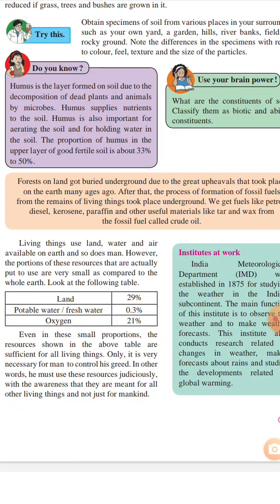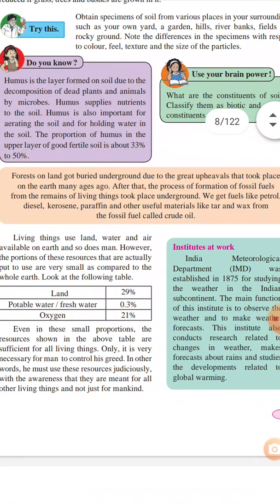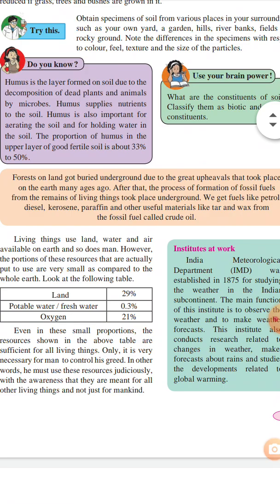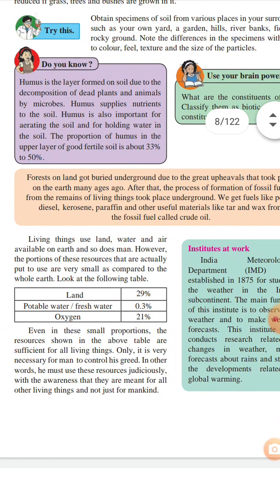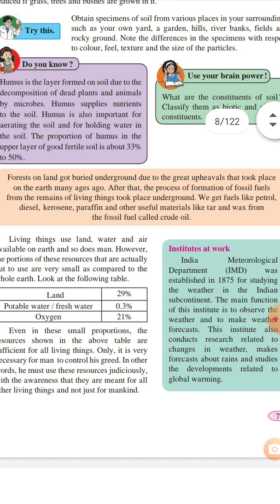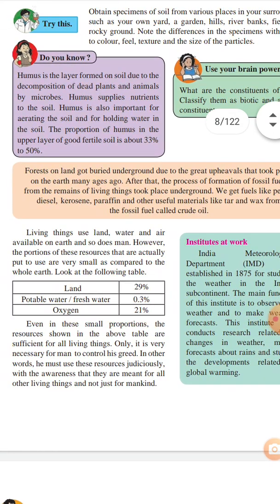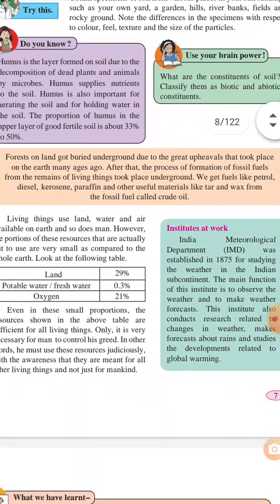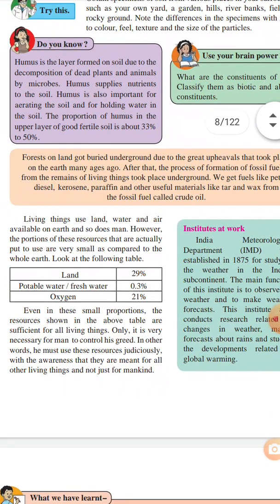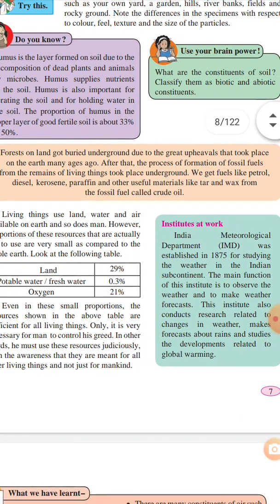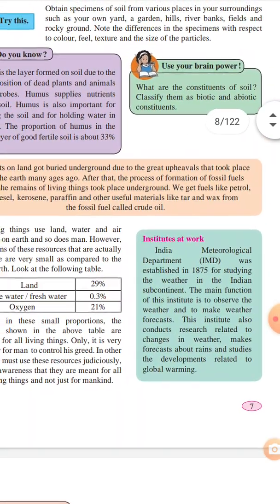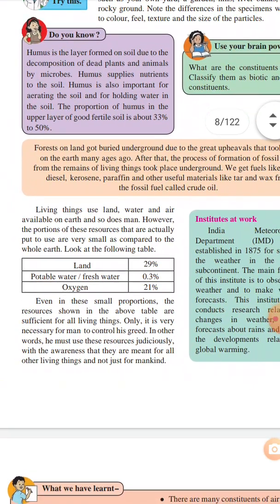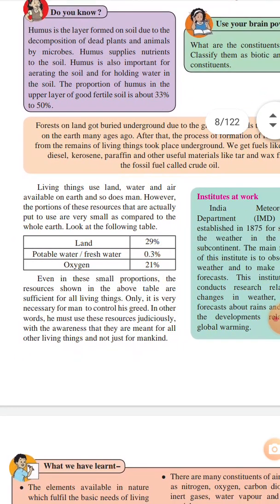Forests on the land got burned underground due to the great upheavals that took place on the earth many ages ago. After that, the process of formation of fossil fuels from the remains of living things took place underground, and we get fuels like petrol, diesel, kerosene, paraffin and other useful materials like tar and wax from the fossil fuel called crude oil.